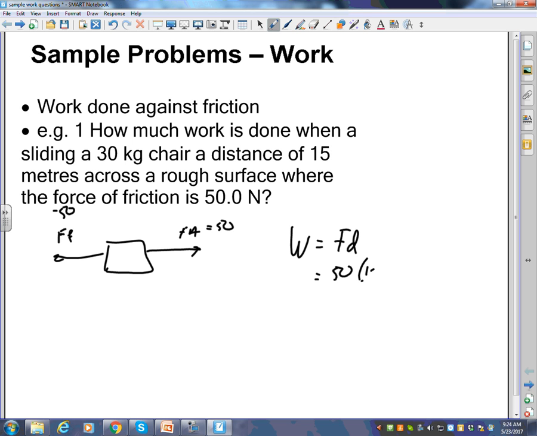50 times 15. 50 times 10 is 500. 50 times 5 is 250. 750 joules.